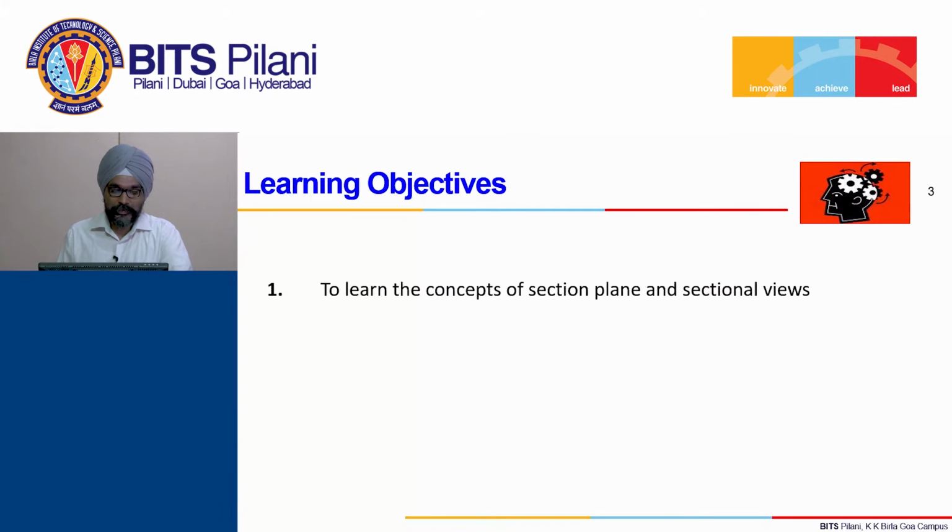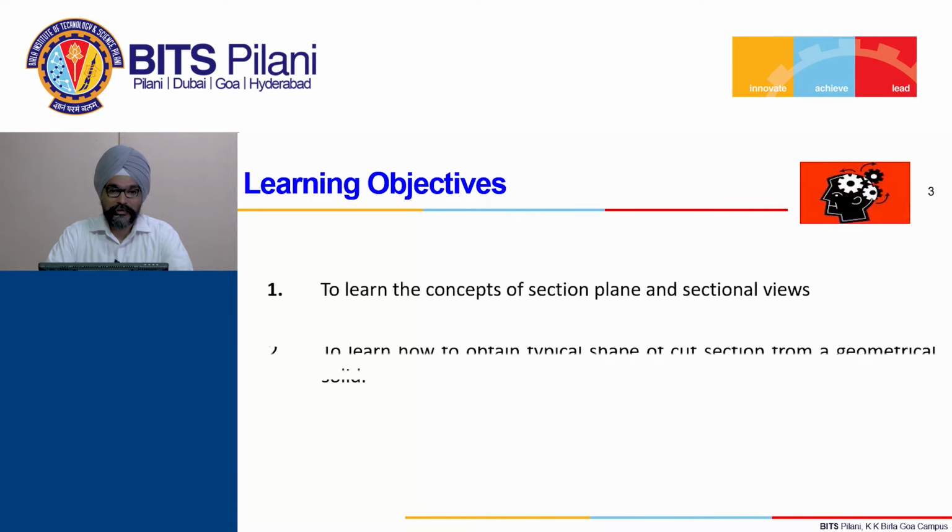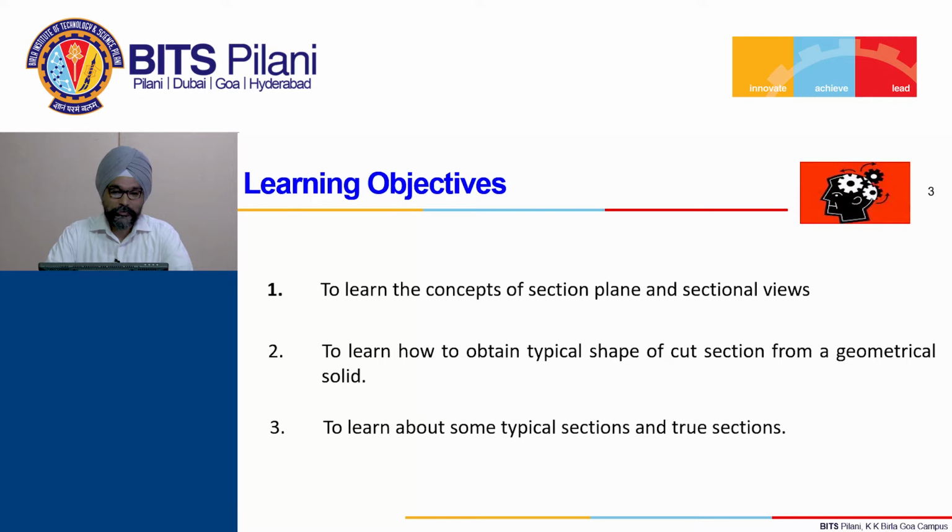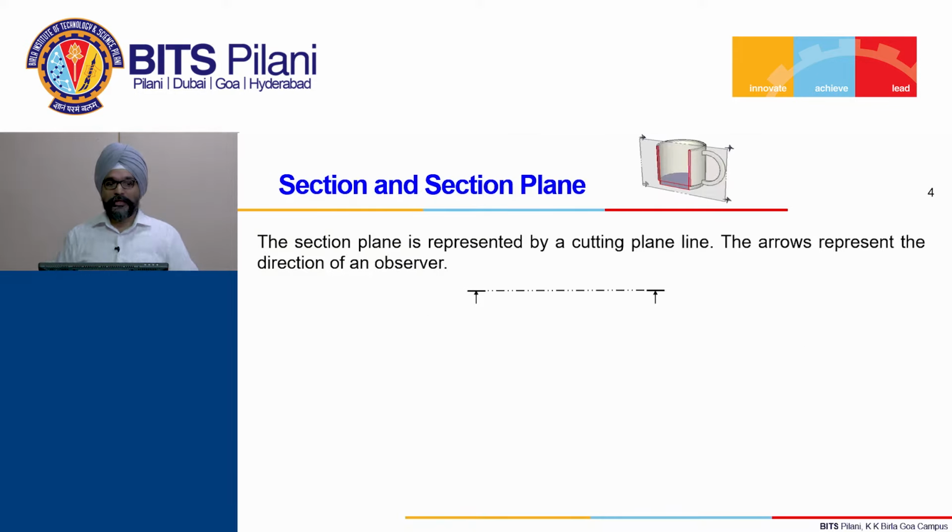Here our learning objectives are: we learn different concepts and the nomenclature for sections, section planes, sectional views, true sections, etc. We'll also learn the procedure to be followed to obtain the sectional view from geometrical solids. And we'll try to understand the typical sections for different geometrical solids that we have to deal with.